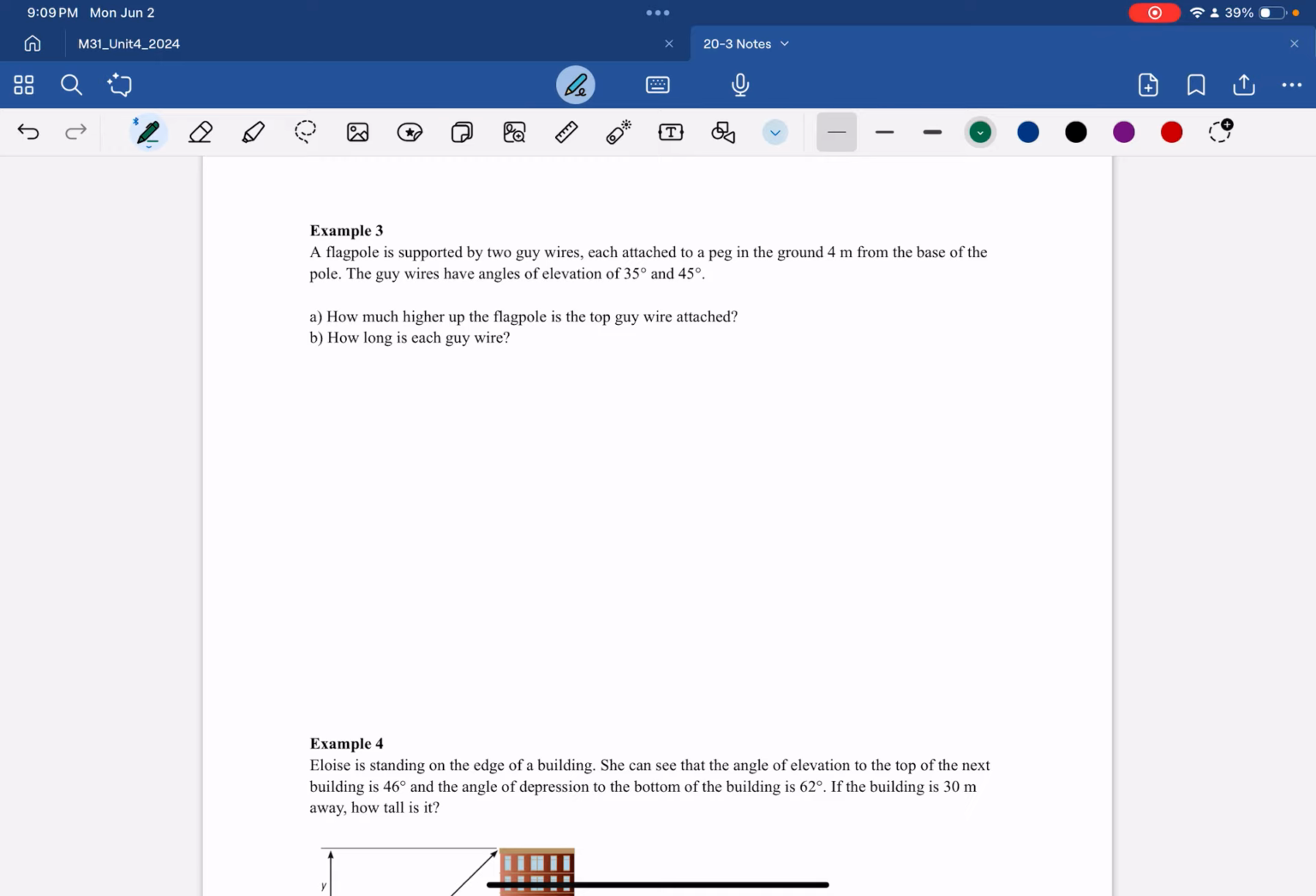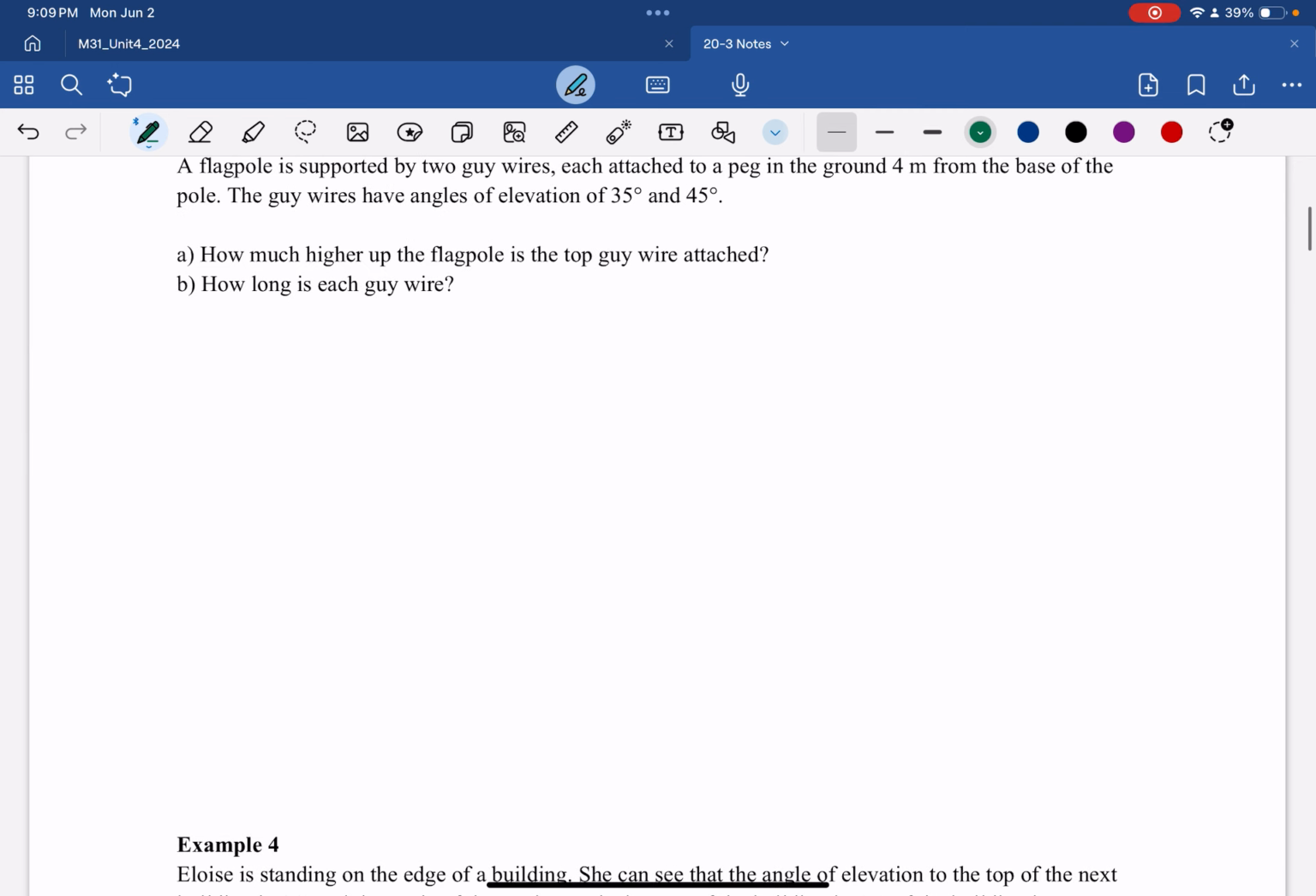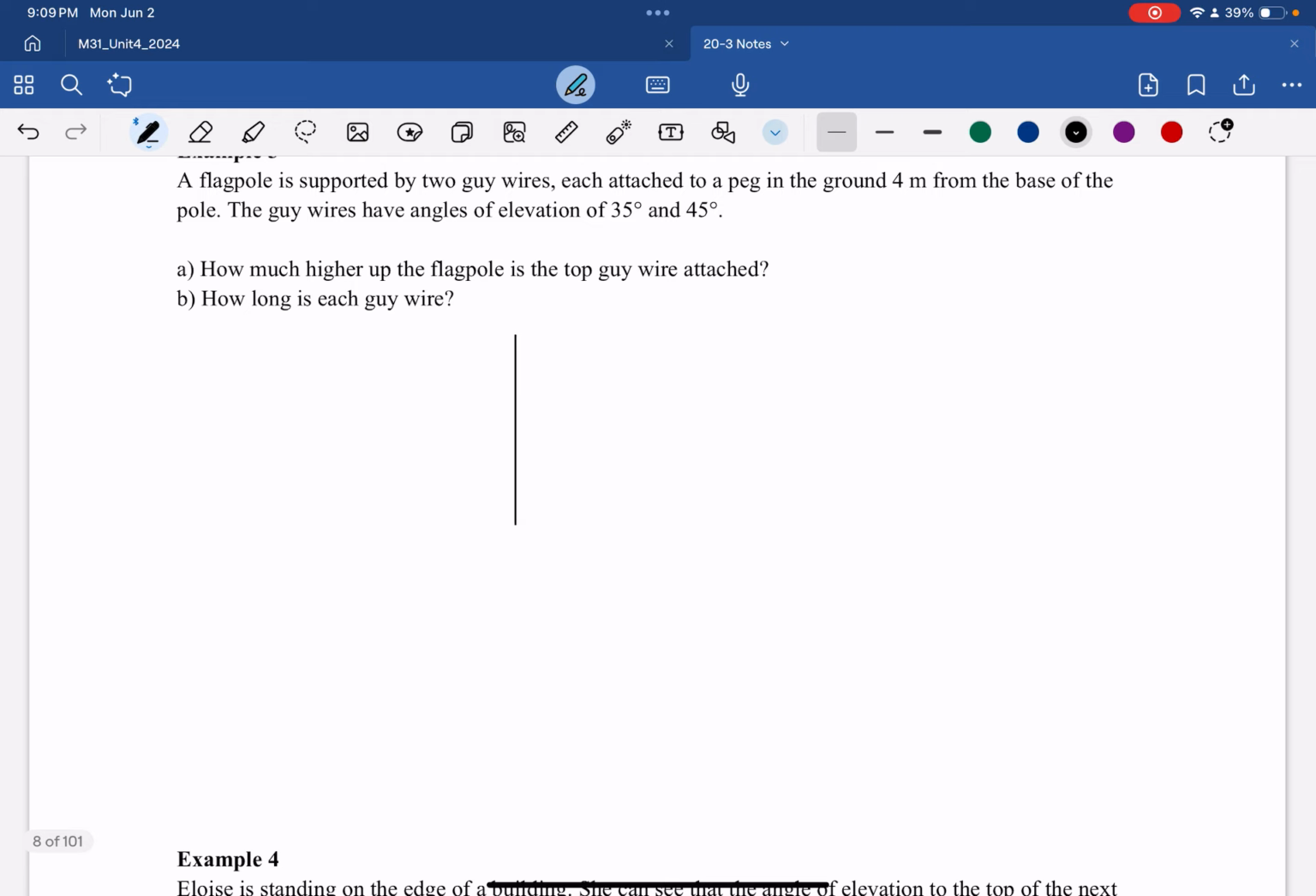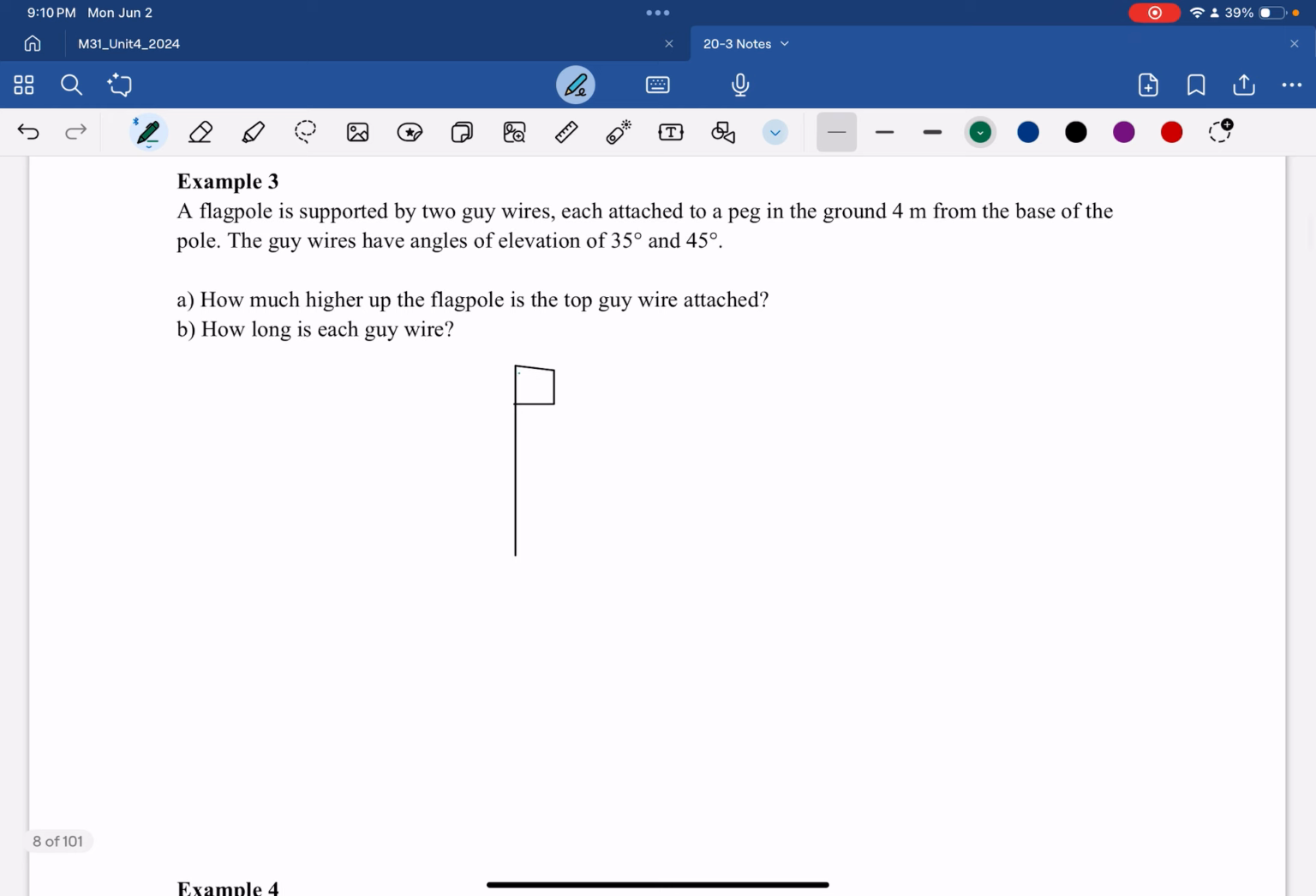Number 3 says we have a flagpole supported by 2 wires, each attached to a peg in the ground 4 meters from the base of the pole. So imagine we have a flagpole. Okay, and the flagpole is supported by 2 wires, so we have 1 wire and 2 wires, each attached to a peg 4 meters from the base. So that means, I can expand this a little bit, that this is 4 and this is 4.